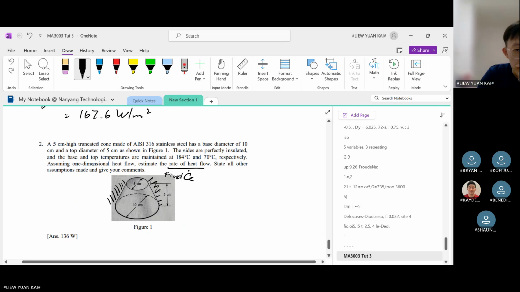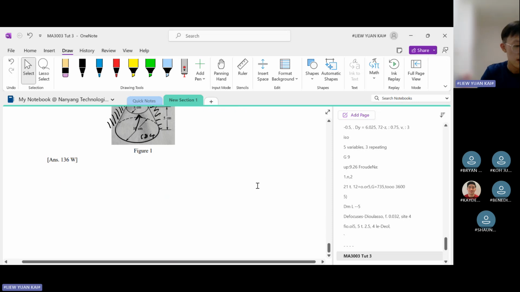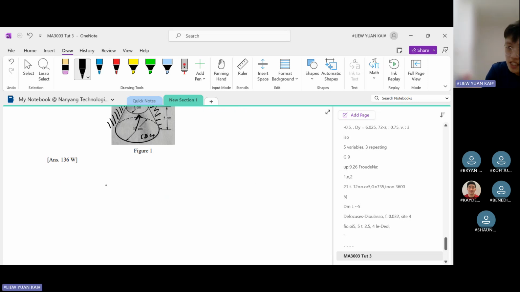Okay, so the base has a temperature of 184. The top has a temperature of 70 degrees Celsius. Assuming 1D, so it only flows in this direction, estimate the rate of heat flow, meaning find Q. Okay, so to find Q, because this is a conduction problem, we have to use Fourier's law.